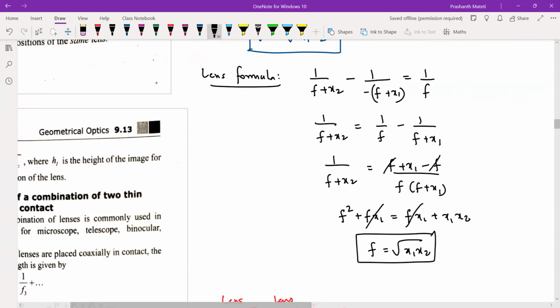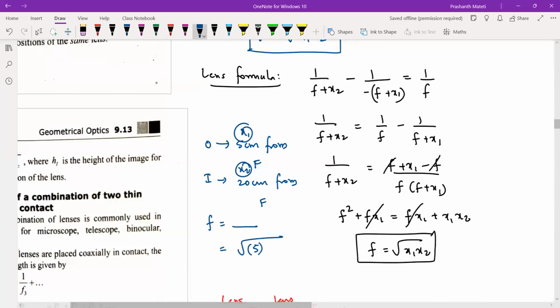Okay, directly you can use this as a formula. Whenever they say an object is placed at a distance of 5 centimeters from focus, and image is formed at a distance of 20 centimeters from focus, then what is the focal length? Then f is equal to what? This is x1 itself and this is x2 itself. So x1 is 5 and x2 is 20. So the answer will be 10 centimeters. Like that, they'll be asked. Understood?